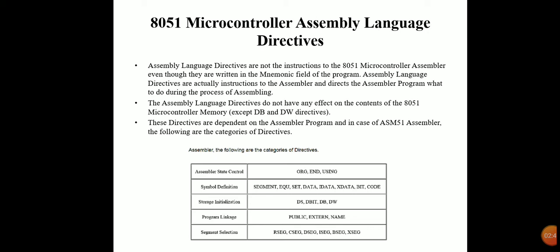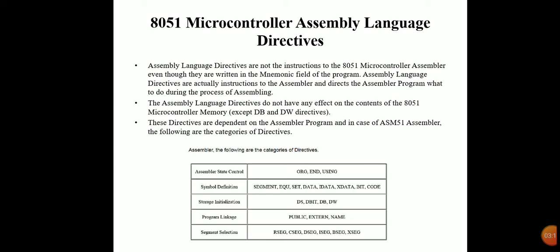These directives depend on the assembler program, and in the case of ASM51, that is the assembler, the following categories of directives exist. Assembler state control, that is ORG, END, USING, and the symbol definition, that is SEGMENT, EQU, SET, DATA, IDATA, XDATA, BIT, CODE. And the storage initialization is DS, DBIT, DB, DW.